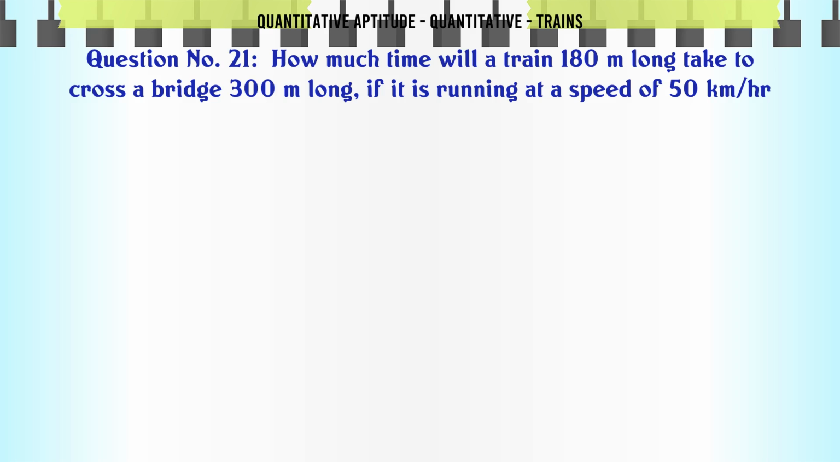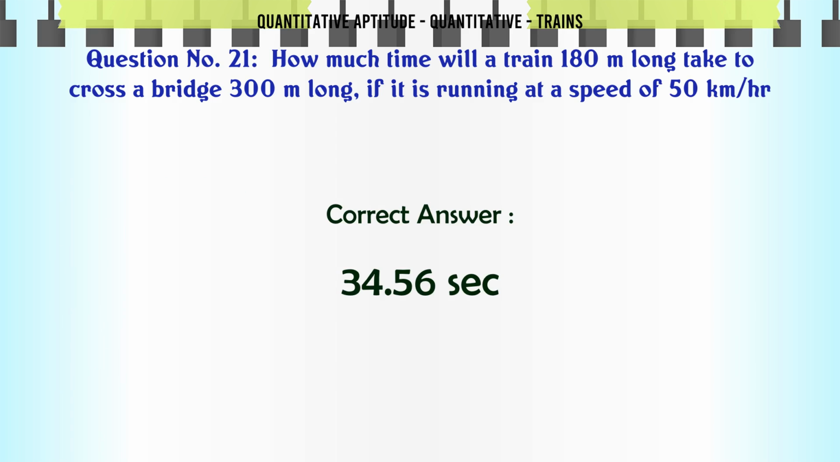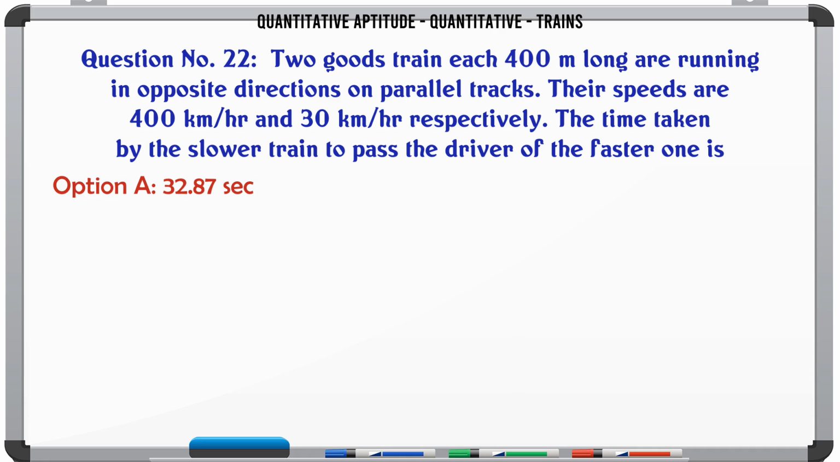How much time will a train 180 m long take to cross a bridge 300 m long, if it is running at a speed of 50 km/h? A 31.21 sec. B 34.56 sec. C 37.15 sec. D 39.59 sec. The correct answer is 34.56 sec.